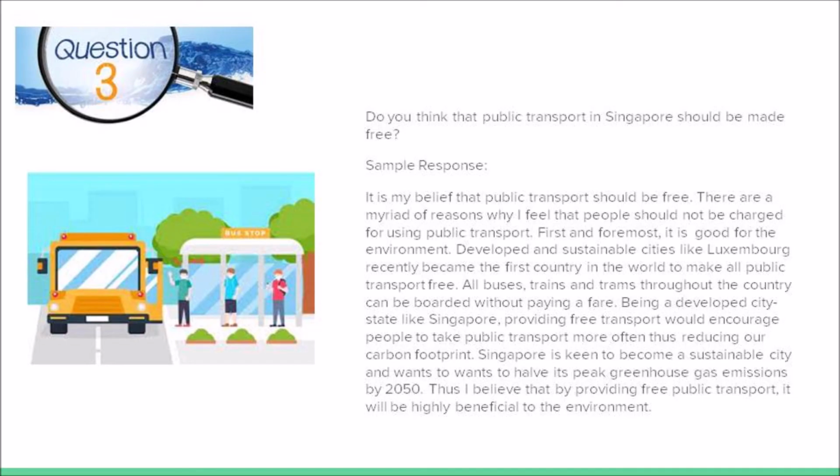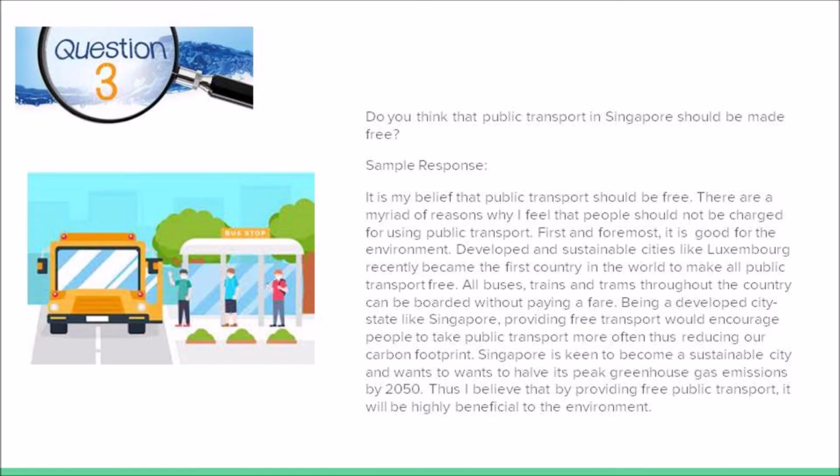Singapore is keen to become a sustainable city, and by 2050, we want to halve our greenhouse gas emissions. So I feel that if you were to provide free public transport, it will be highly beneficial to the environment. So this is one point. So you should at least have another 2 points to substantiate.